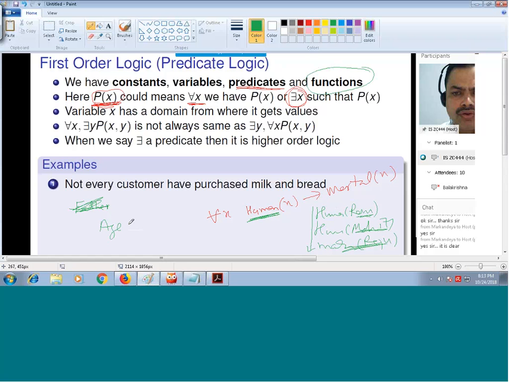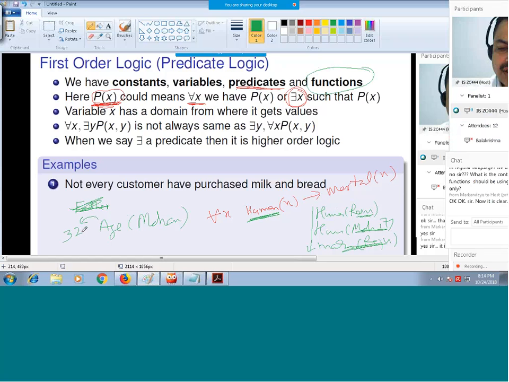If I say age and I say Mohan, so what is this? This would give you a value, say 32. So this is the age of Mohan. You got the age of Mohan. So what to do with this? Is it true or false?